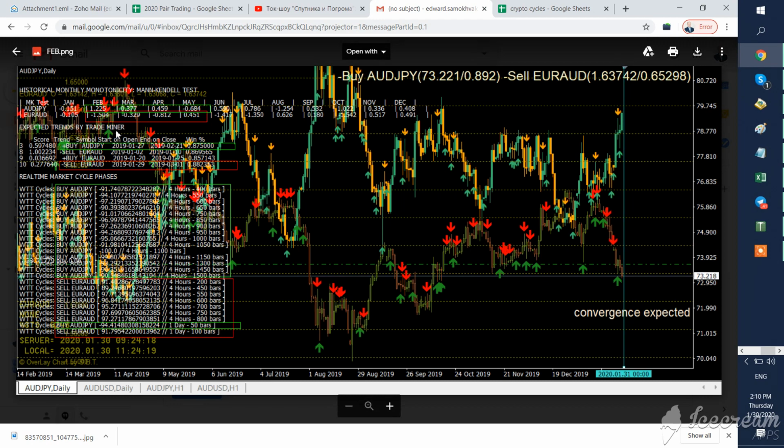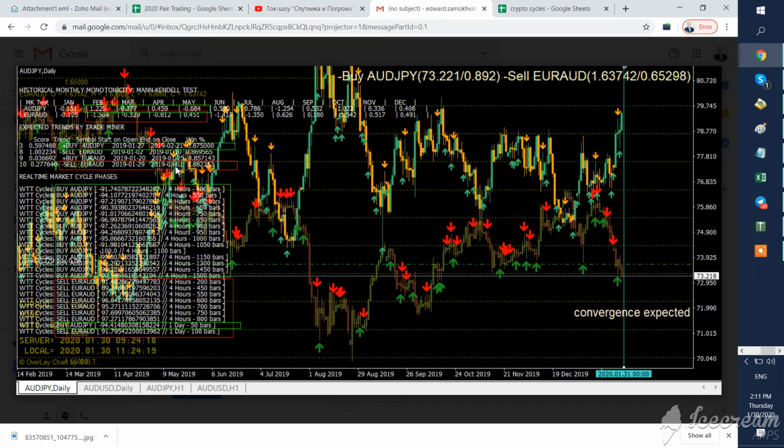Then let's see what Trend Miner tells us. Here we see long AUDJPY from the 27th of January until the end of February, roughly, it's 87% that it's going to go long. That's exactly what we need. Then we have EURAUD that's going to be short from 29th of January until 1st of May, and that's also what we need.